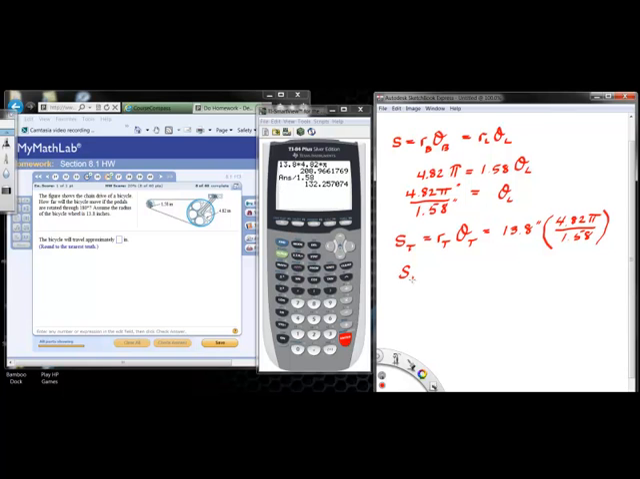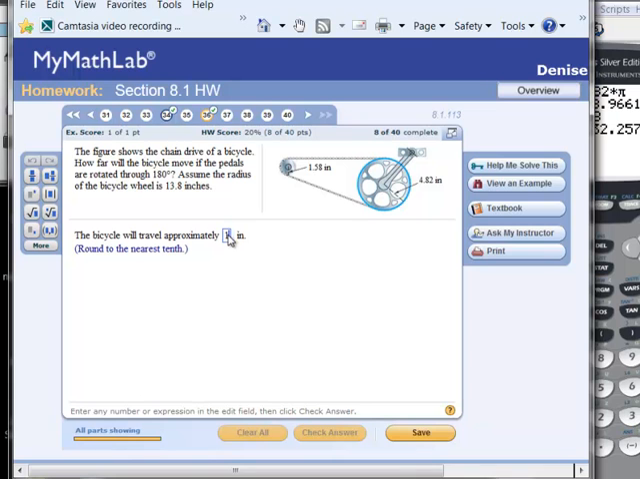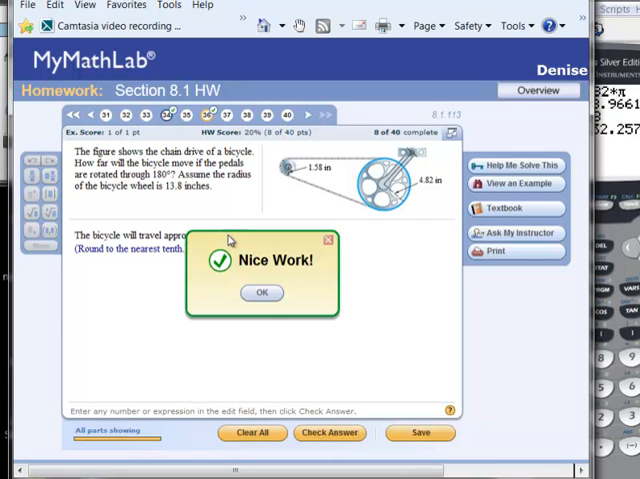So S of t, which is the arc length of the wheel of the bicycle, and it's also the distance that the bicycle will travel, is, and actually this should say is approximately, because we are giving an approximation. It's 132.3 inches. Go over here, click in there, 132.3. Yay! We love that one, it's nice work.